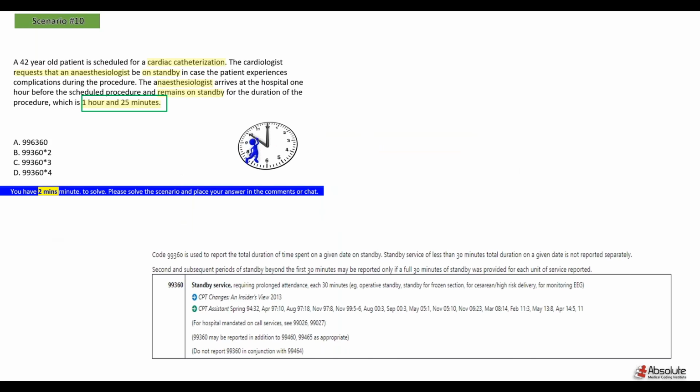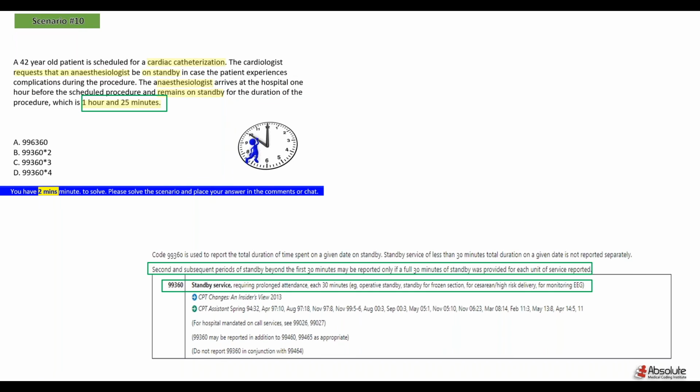And these are time-based codes, so specifically we have to look for the time spent on standby, and that is 1 hour and 25 minutes. That is how many minutes? That is 85 minutes if I'm not wrong. And we have only one code, 99360, which is standby service requiring prolonged attendance, each 30 minutes. So coders, be mindful about the code language. This one is coded for each 30 minutes.